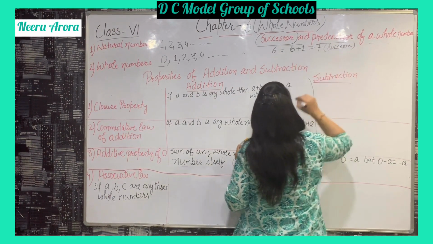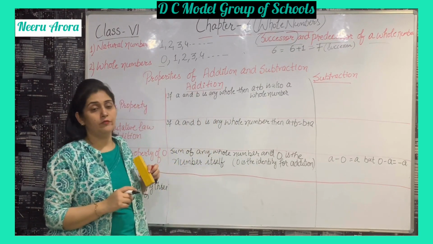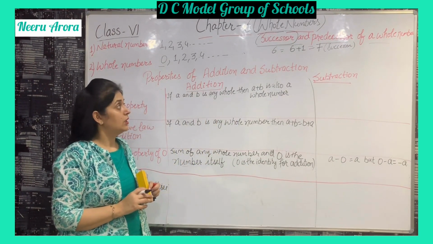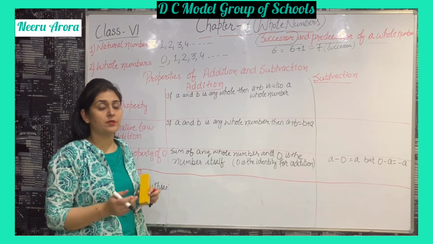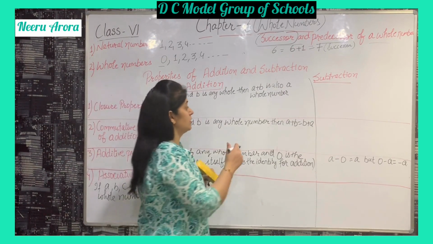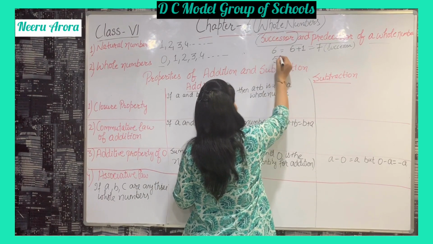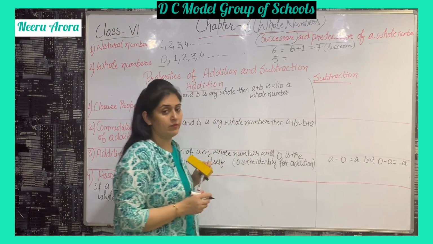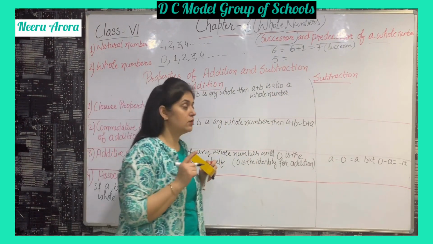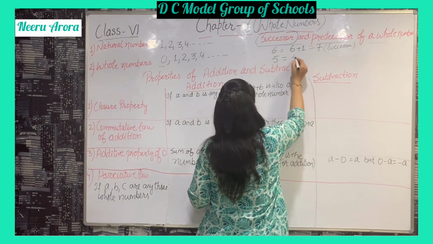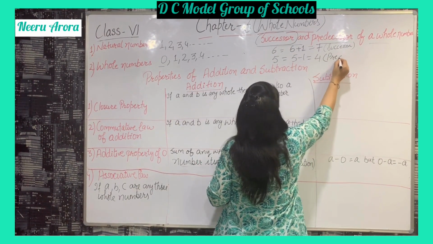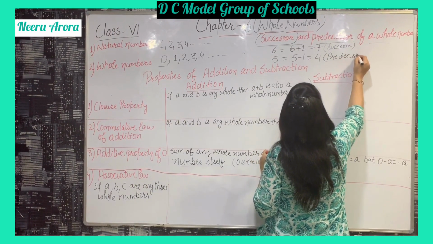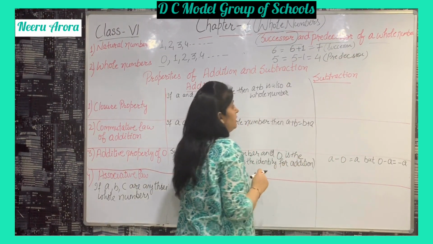What about the predecessor? We can obtain the predecessor of any number by just subtracting 1 from it. Suppose we want to know the predecessor of 5. What will we do? We will subtract 1: 5 minus 1. So 4 is the predecessor of whole number 5.